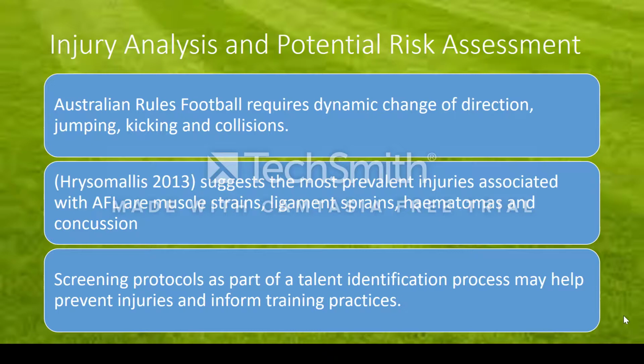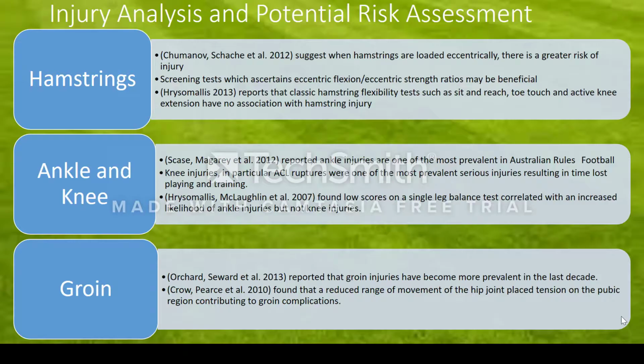Given that the AFL is a multi-million-dollar business, any screening protocols through their talent identification process that may help detect injuries and inform training processes are desirable. The three main categories we are going to look at in this injury analysis section are the hamstrings, the groin and the lower leg region, inclusive of the ankle and knee.